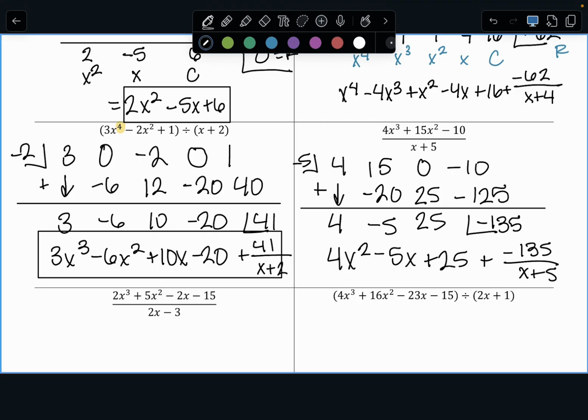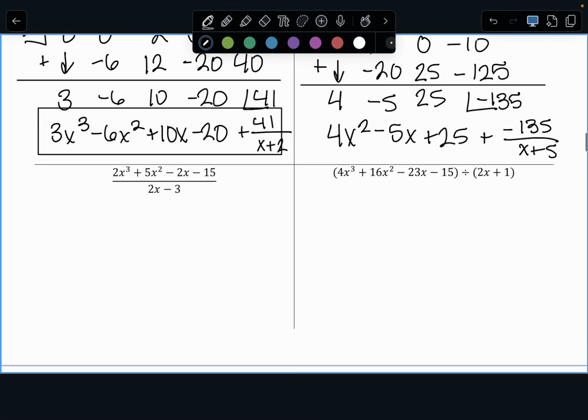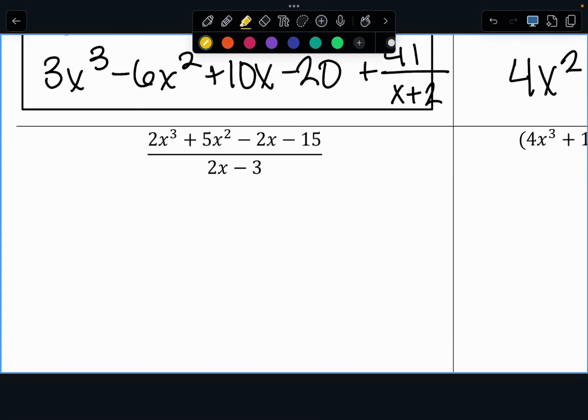When we divide by x plus or minus a number, it's nice and simple because we just take the opposite of this number and we put it in here. Sometimes we're dividing by something that looks like this. We have a number in front of that x term. Nothing crazy really happens. We just have to tweak our answer just a little bit.